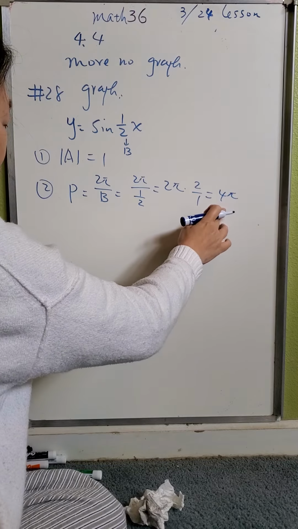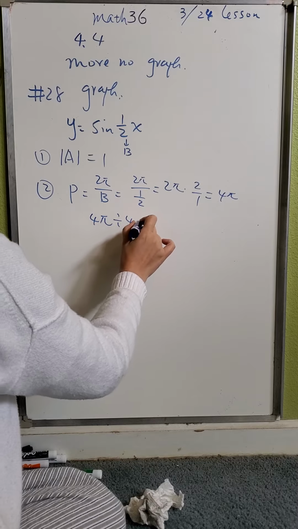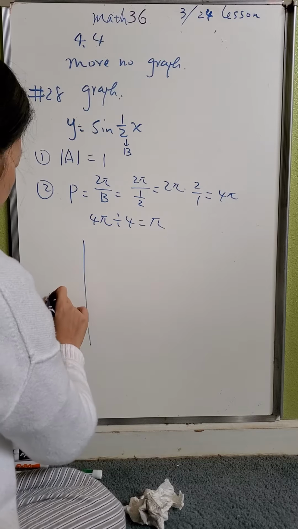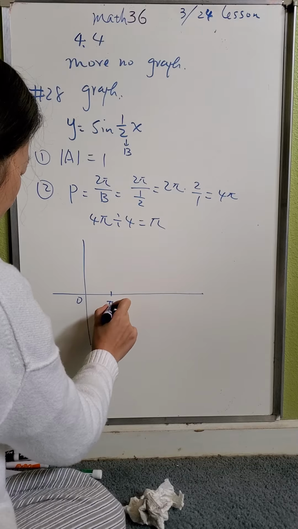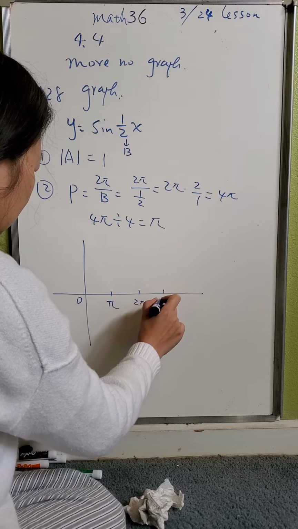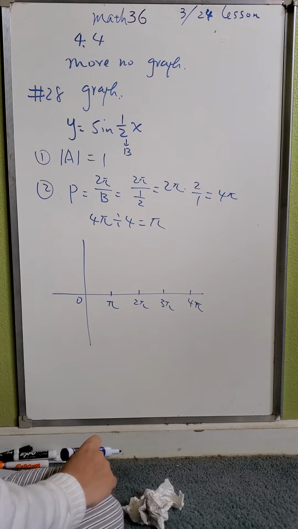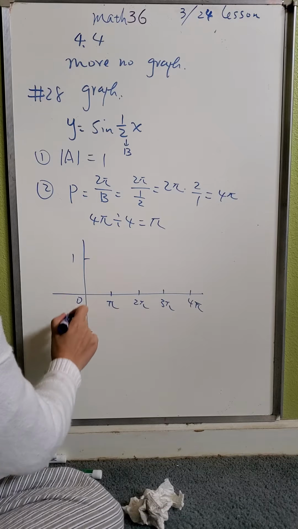Once you get the 4 pi, you divide by 4, and that means each unit is a pi. So now we start the graph. We scale first by pi: 1 pi, 2 pi, 3 pi, and 4 pi. And your amplitude is 1, so 1 and -1.